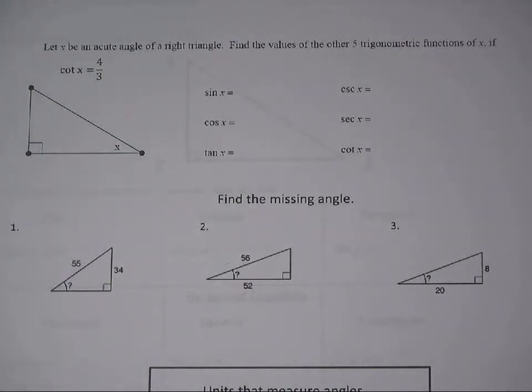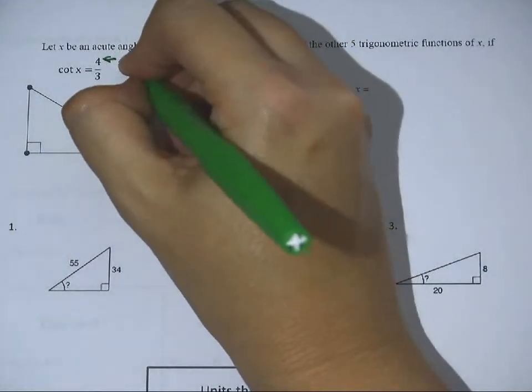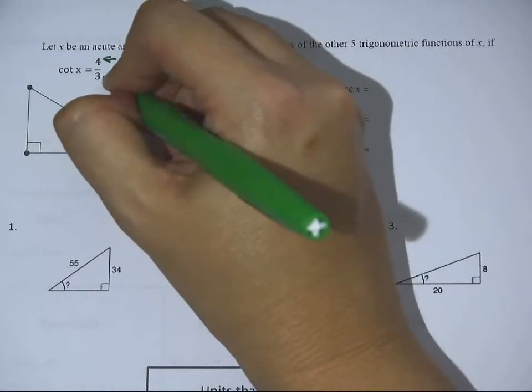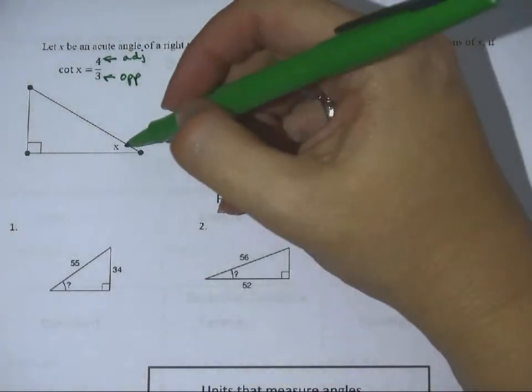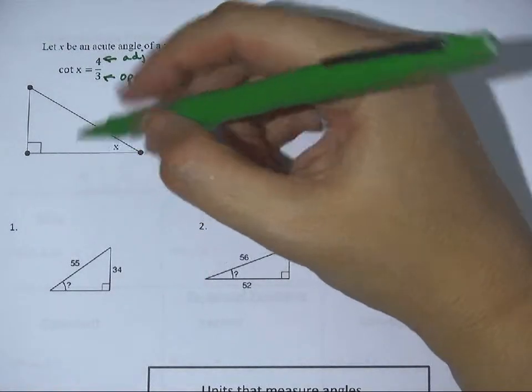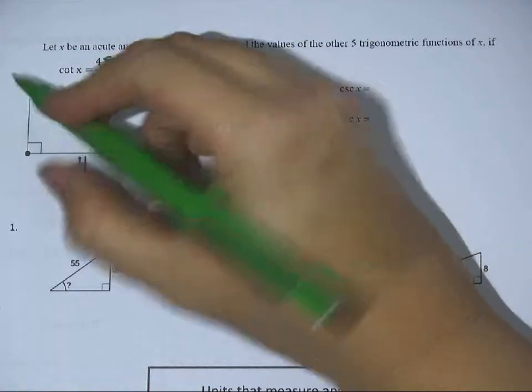Okay, this is the second part of Day 7 notes, and our first problem here is very much like the last one we did. It tells us that we want to find the other trig functions if we know what cotangent x is. Well, first we have to remember, what is cotangent? Cotangent is the opposite of tangent, so it is adjacent over opposite. So looking at our triangle, this side is the adjacent, so this is 4, and this side here is the opposite, so this is 3.